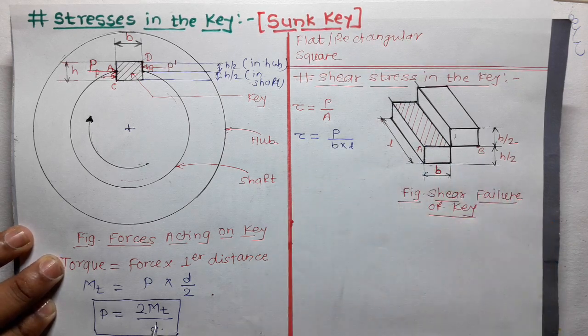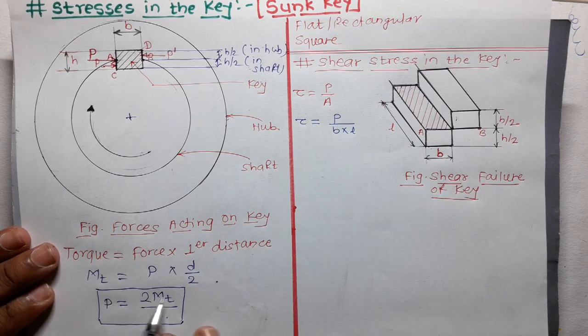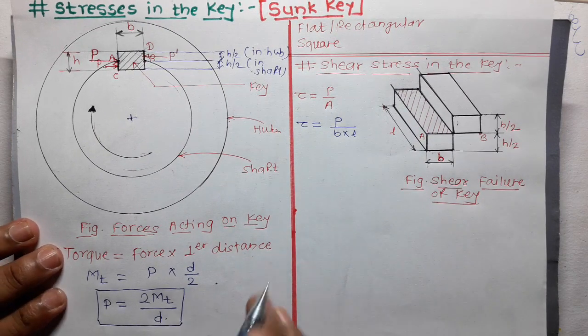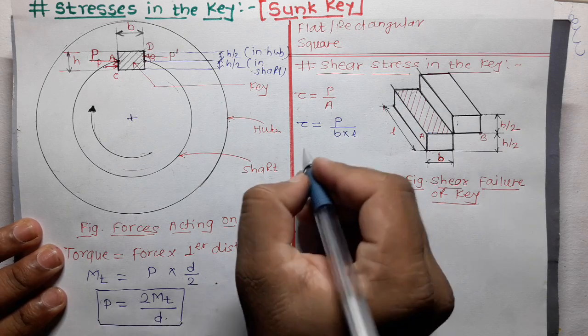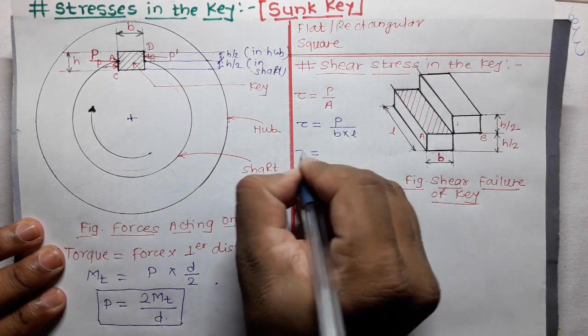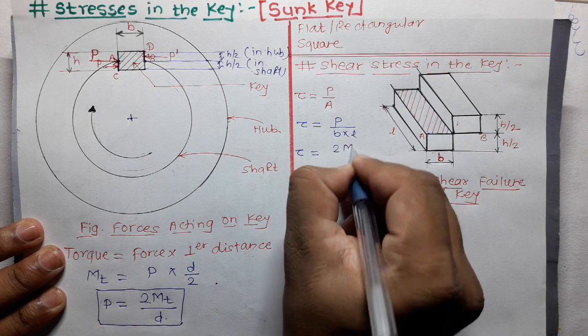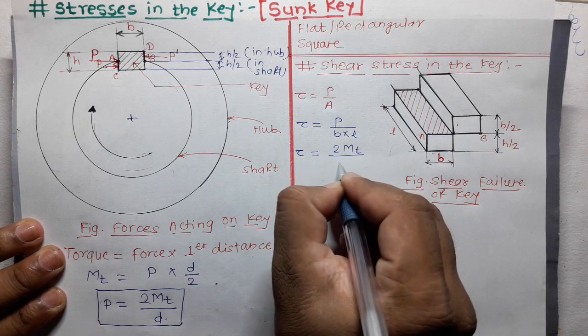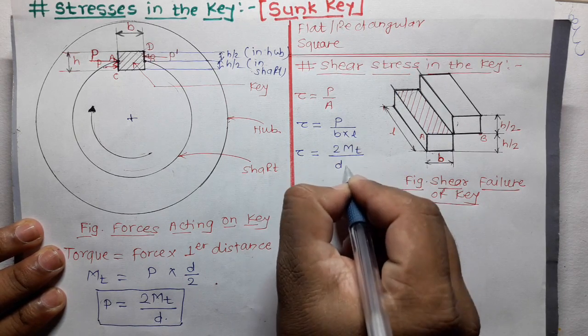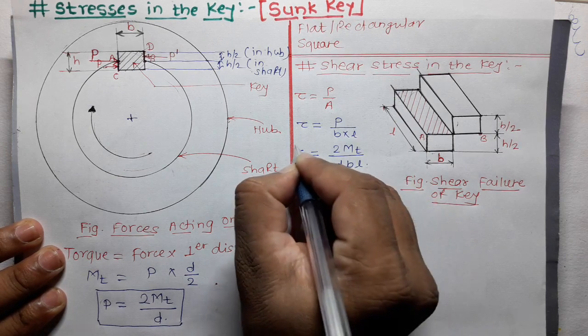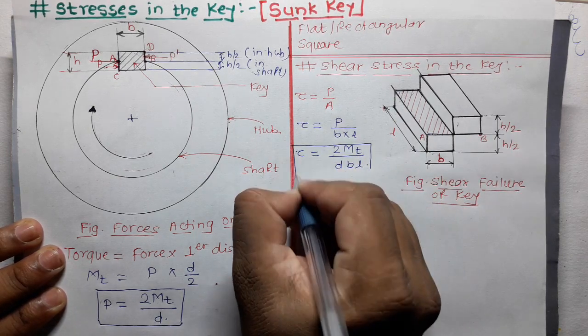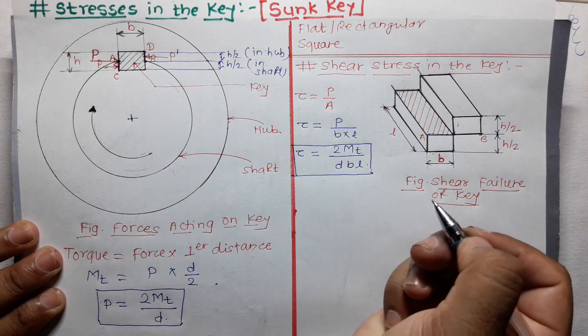But from this equation we know that P is equal to twice Mt upon D. So let us put the value of P as twice Mt upon D here. So tau is equal to twice Mt upon D into, previously it was B into L. So this is the equation of shear stress in the key.